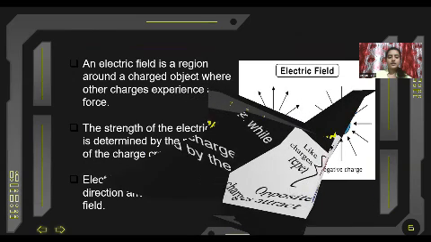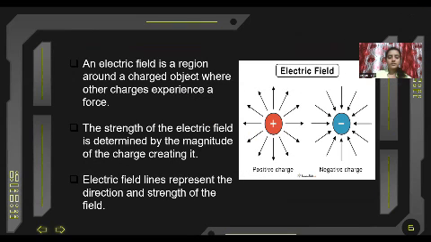An electric field is a region around a charged object where other charges experience a force, and the strength of the electric field is determined by the magnitude of the charge creating it. The electric field lines represent the direction and strength of the field. From this image we can easily understand that like charges repel and unlike charges attract, and these lines represent the electric field lines, showing the direction and the strength.